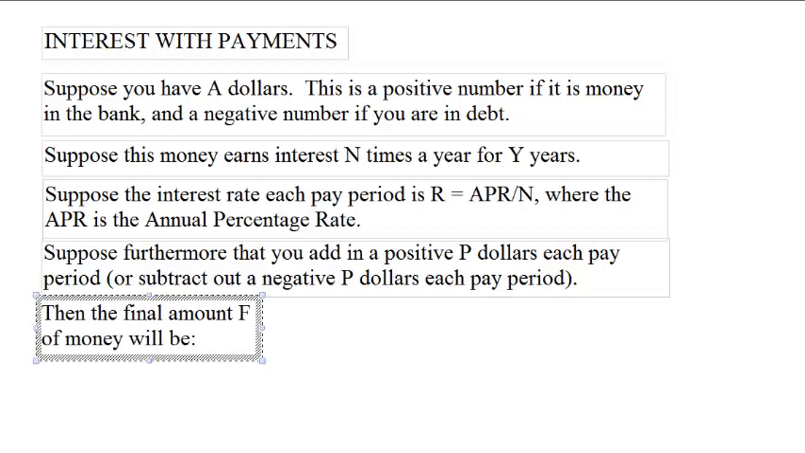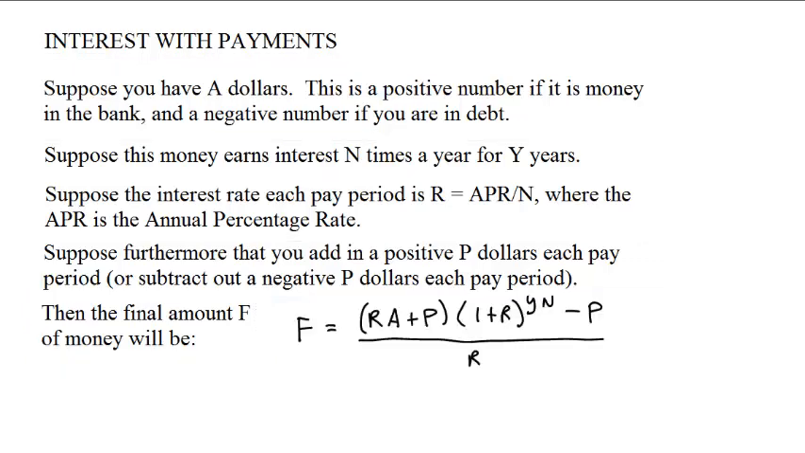I'm not going to tell you where this formula comes from. But if you have this situation, the final amount of money, F, is going to be (RA plus P) times (1 plus R) to the Y times N power, minus P, the whole thing divided by R. So, what does this mean? Well, let's do a couple examples. We'll come back to this.